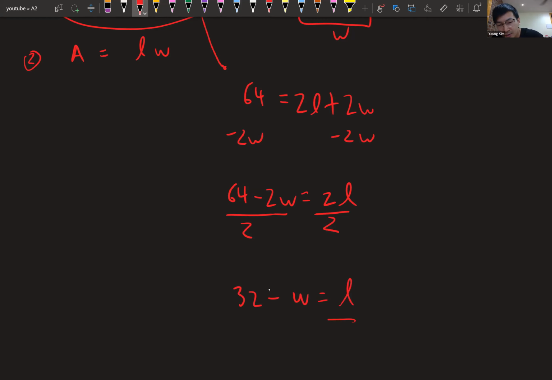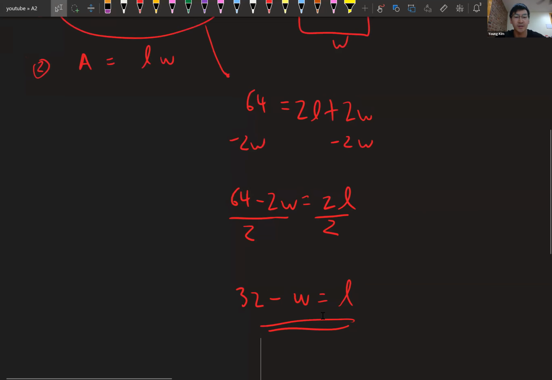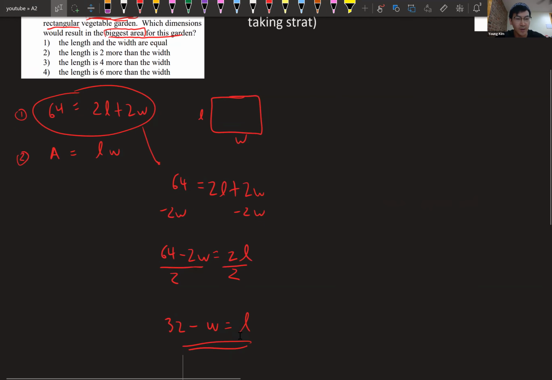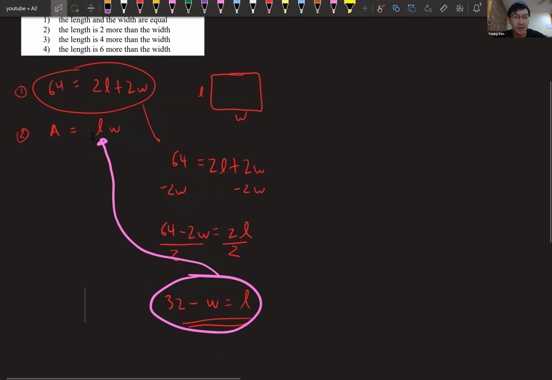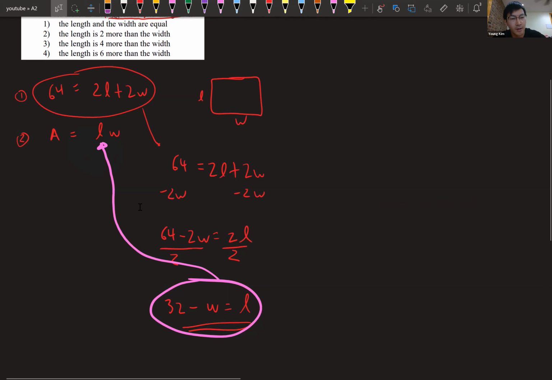This is equivalent to saying L is equal to 32 minus W, but I'm not going to write that here. I'm just going to simply take this. So L is equal to this. That means I can substitute that back in here, and I'm going to get an equation for W. After you substitute that, equation 2 tells you that A is equal to 32 minus W times W. And if you look at this carefully, you'll see that this is a quadratic, a quadratic equation with just W.